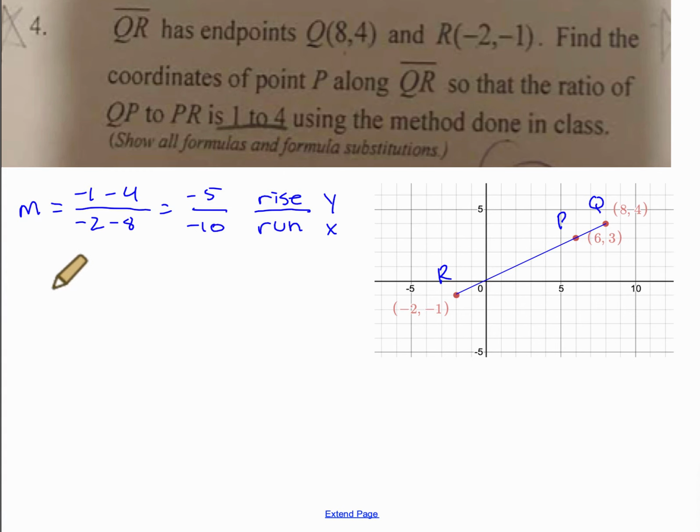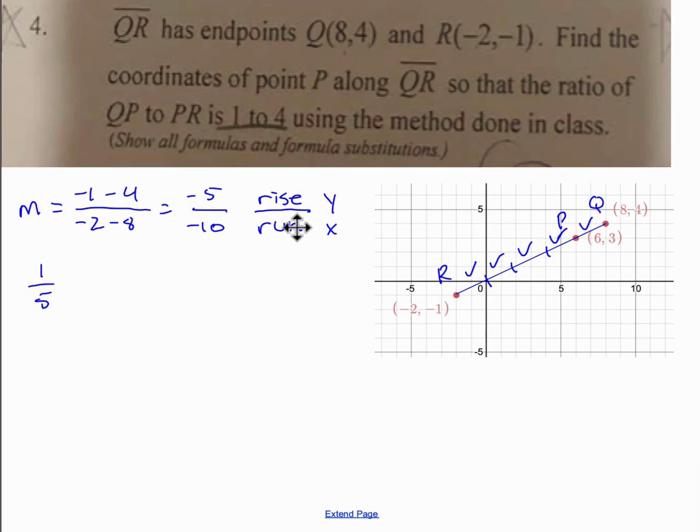Okay, so next we are in the ratio of 1 to 4, and as you can see, that means there's actually 1, 2, 3, 4, 5 segments in between Q and R to get the ratio of 1 to 4. So what that means is we need to take 1 over 5 to find the length that we need to move each of our Q coordinates, and multiply that by the run and the rise.